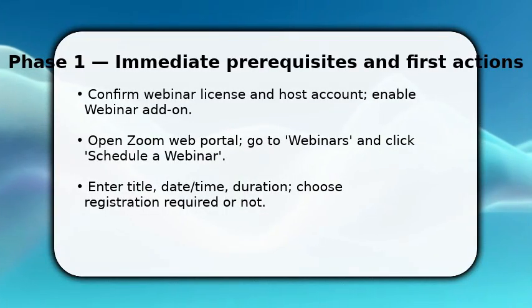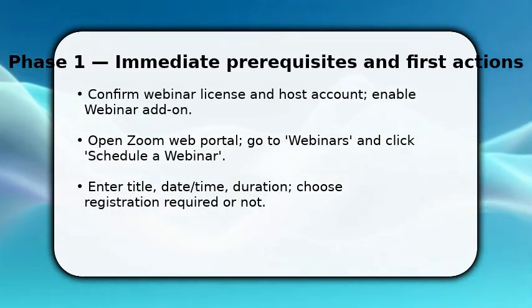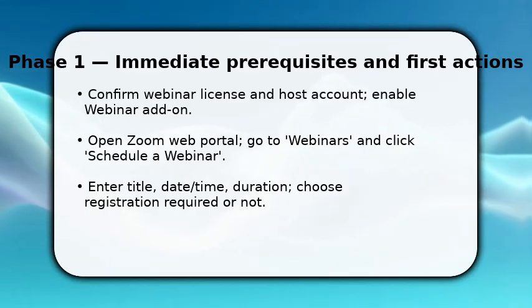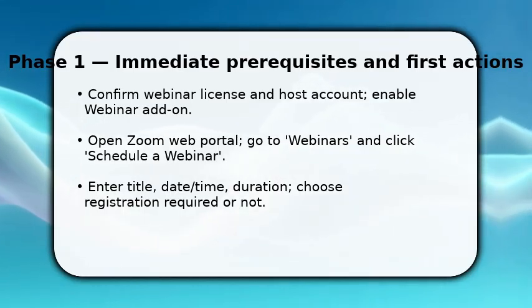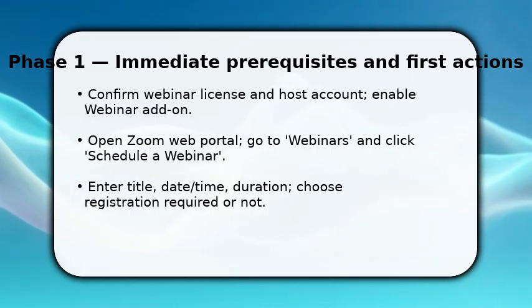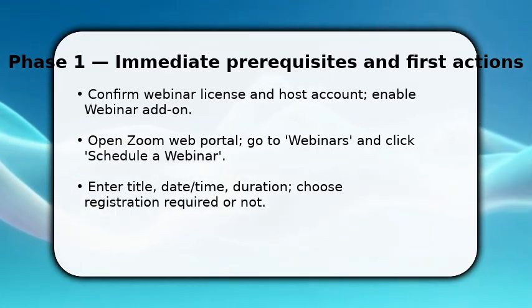You begin by confirming prerequisites: a licensed host account with the webinar add-on enabled and basic event details ready. Once done, sign into the Zoom web portal and navigate to Webinars. Click Schedule a webinar to start the form.